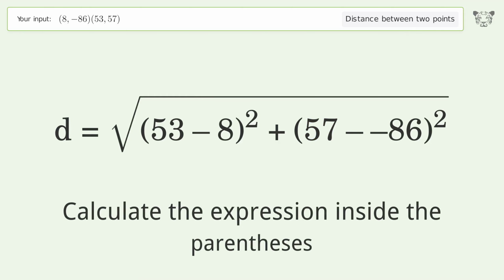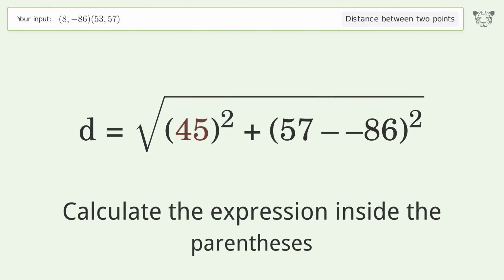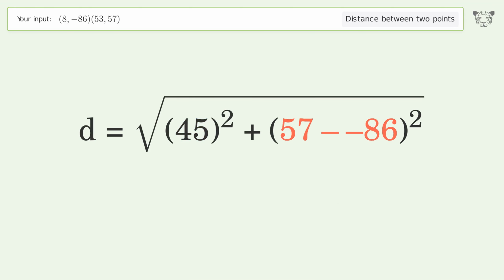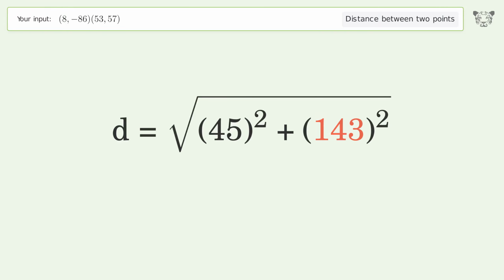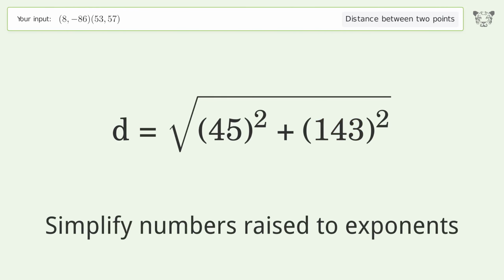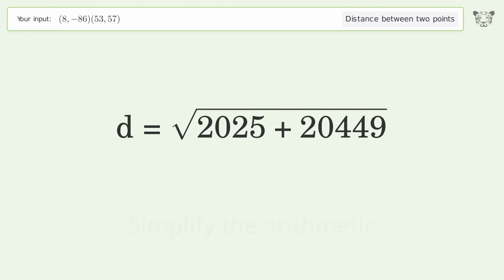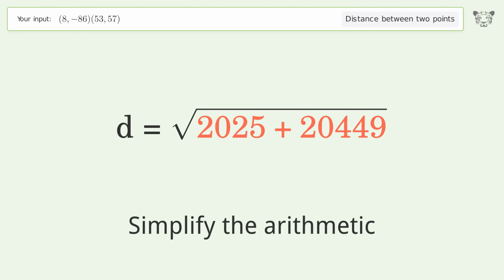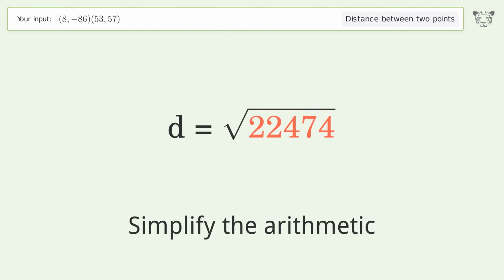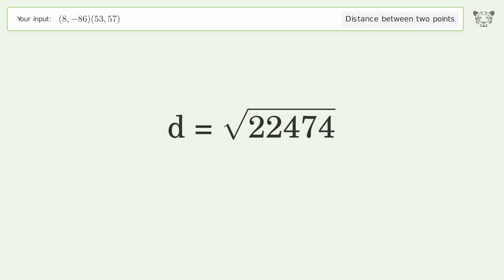Calculate the expression inside the parentheses. Simplify numbers raised to exponents. Simplify the arithmetic. And so the distance between the 2 points is the square root of 22,474 or 149.913.